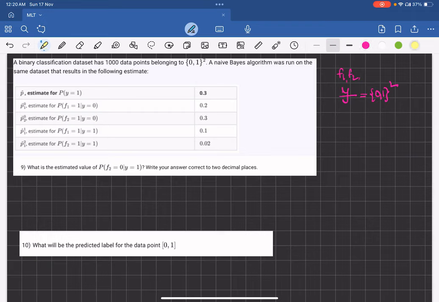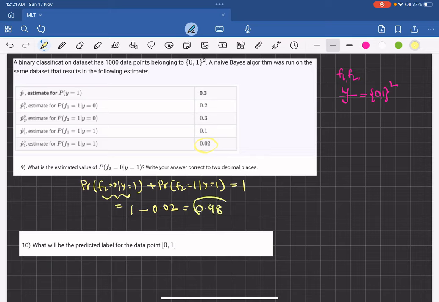Okay, now we know that the probability that f2 equal to 0 given y equal to 1 plus the probability that f2 equal to 1 given y equal to 1 will sum up to 1, right? Because they are mutually exclusive exhaustive events, right? So given y equal to 1, either f2 can be 0 or f2 can be 1. Okay, think about it this way. So this is nothing but 1 minus, see this is already provided, f2 equal to 1 given y equal to 1, which is 0.02, right? So 1 minus 0.02, which is equal to 0.98. That is the answer. Okay.